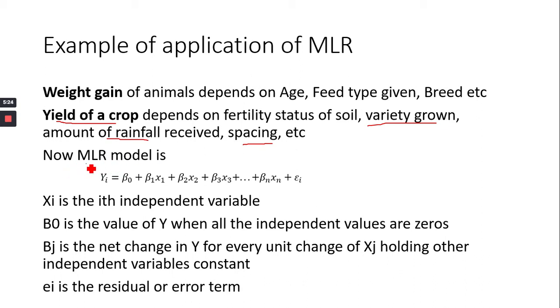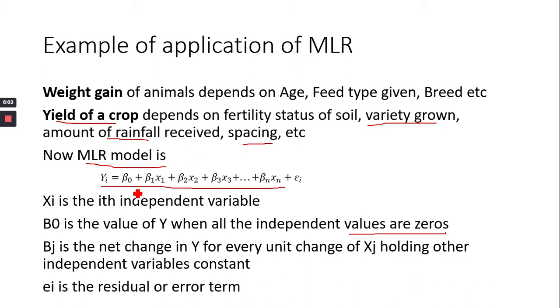So a multiple linear regression model is of the form yi equals beta naught plus beta 1 x1 and so on up to beta n xn plus ei. This is the linear form of the multiple linear regression model. Xi is the ith independent variable. Beta naught is the value of y when all the independent variables are 0. When you put x1, x2, x3 up to xn equal to 0, we get y equal to beta naught.